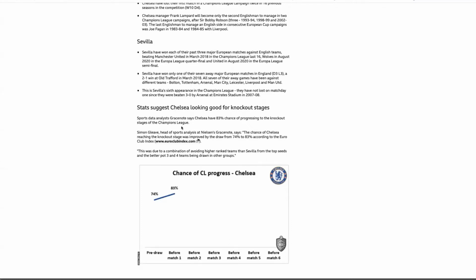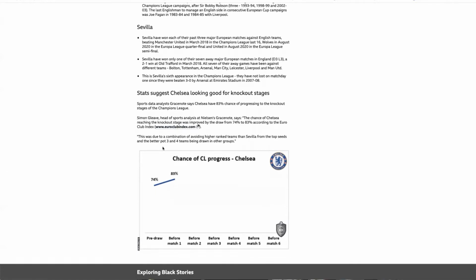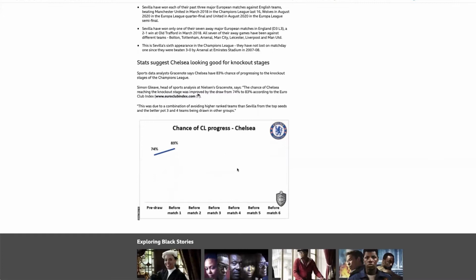Sports data analyst Gracenote, never heard of him, says Chelsea have an 83% chance of progressing to the knockout stages. So Simon Gleave, head of sports analysis at Gracenote, says the chance of Chelsea reaching the knockout stages was improved by the draw from 74% to 83%, according to the Euro Club Index. Never heard of that either. This was due to a combination of avoiding higher-ranked teams than Sevilla from the top seeds and the better pot 3 and 4 team being drawn in other groups.